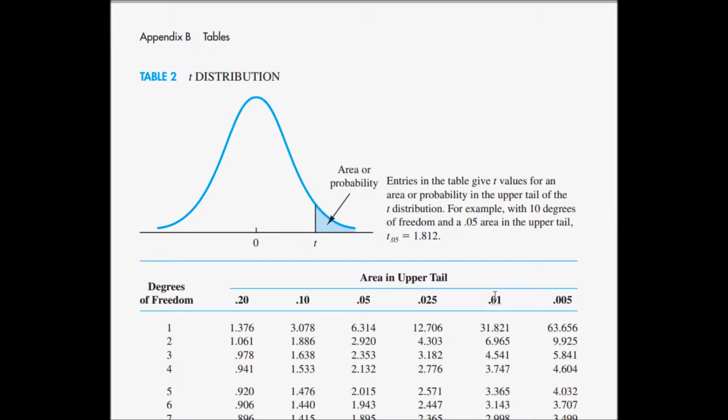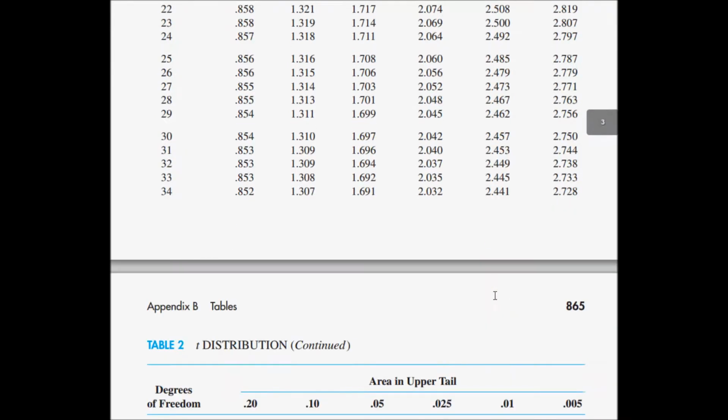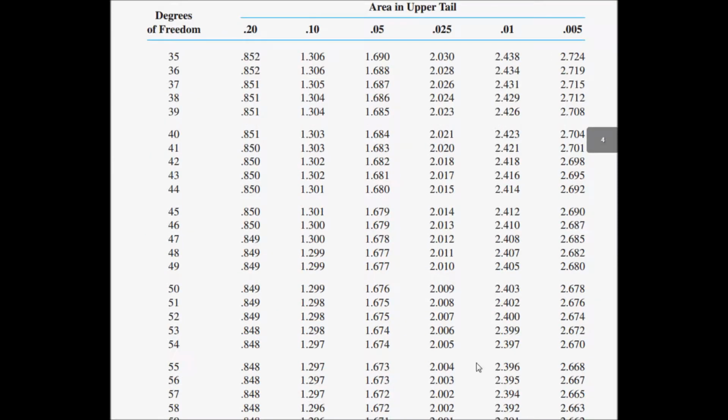In column 0.01, we scroll down until we get to row 52. Since this is an upper tail test, the value that is in row 52, column 0.01 of the t-table, 2.4, that value, the critical value, is a positive 2.4.